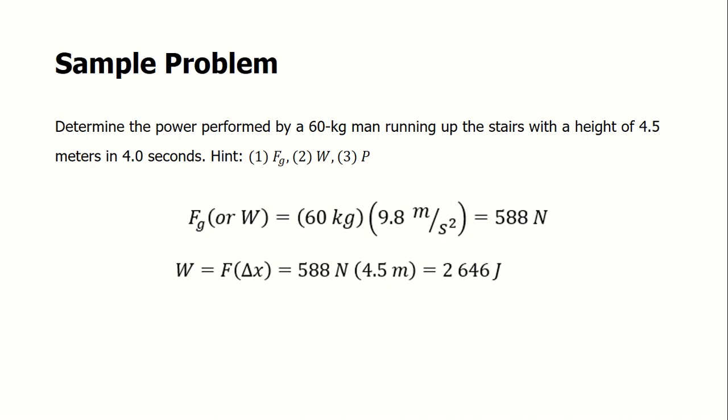How fast did the person do the work? We compute power: 2,646 joules divided by 4 seconds. Joules divided by seconds is watts. And the division will be 661.5 watts. Okay.